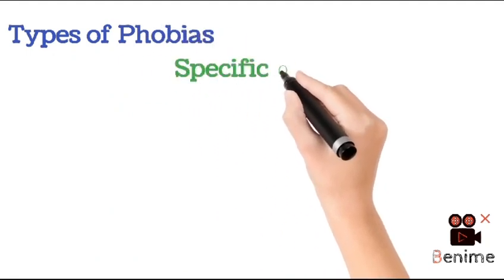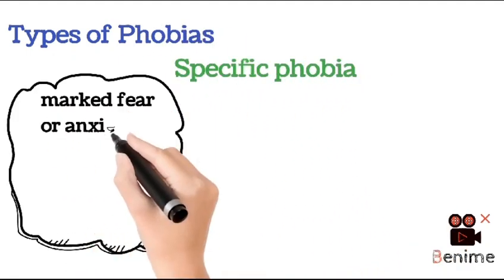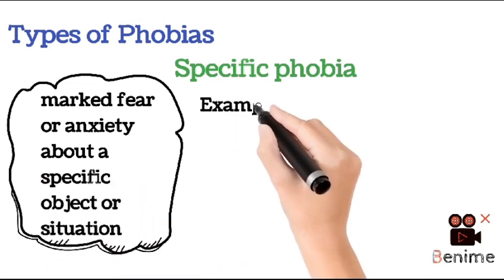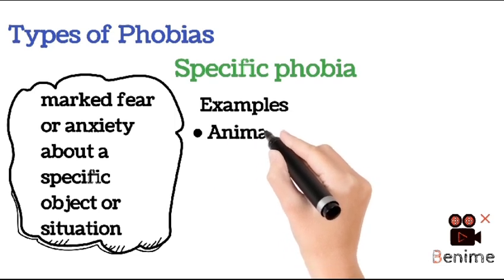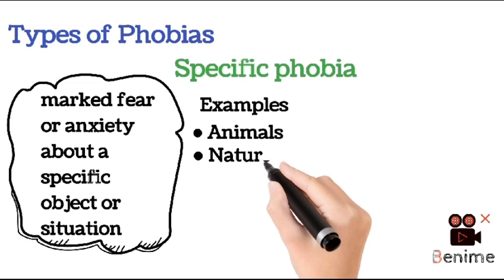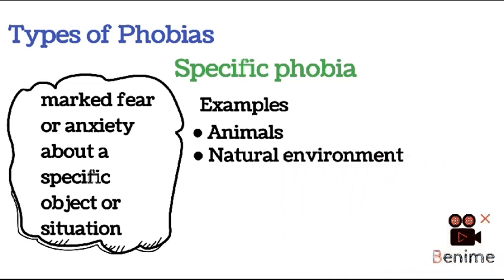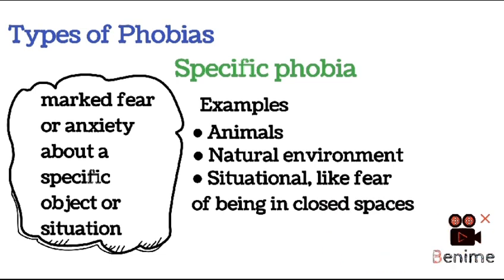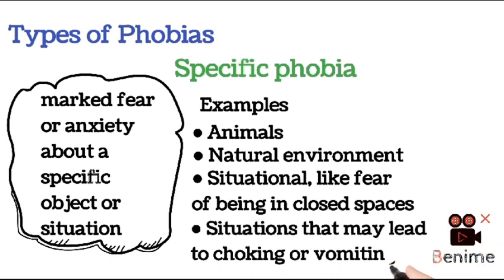First one is specific phobia. Specific phobia is a marked fear or anxiety about a specific object or situation. For example, animals, like fear of spiders, insects, or dogs. Natural environment, like fear of storms, heights, or water. Situational, fear of being in closed spaces, airplanes, or elevators, and situations that may lead to choking or vomiting.